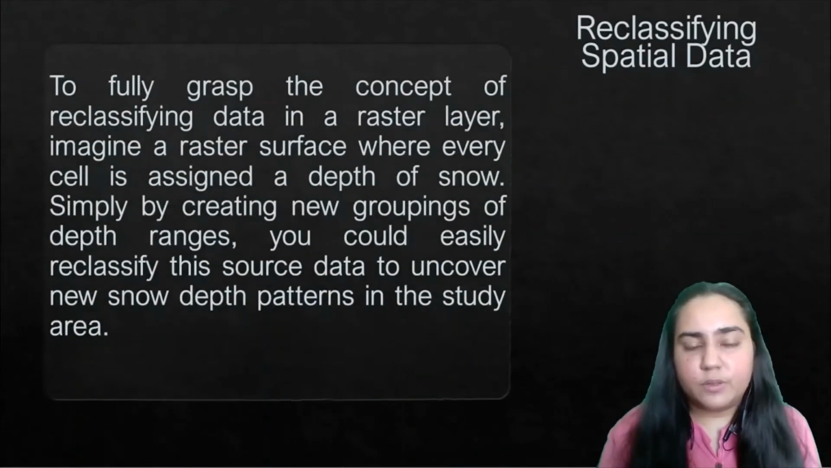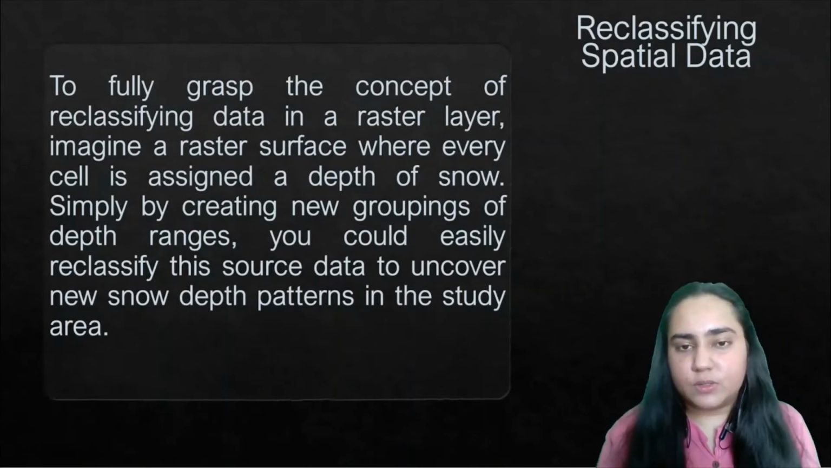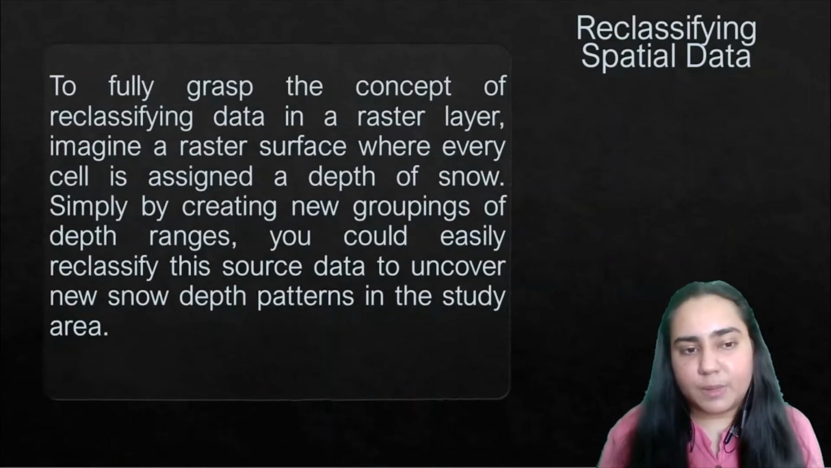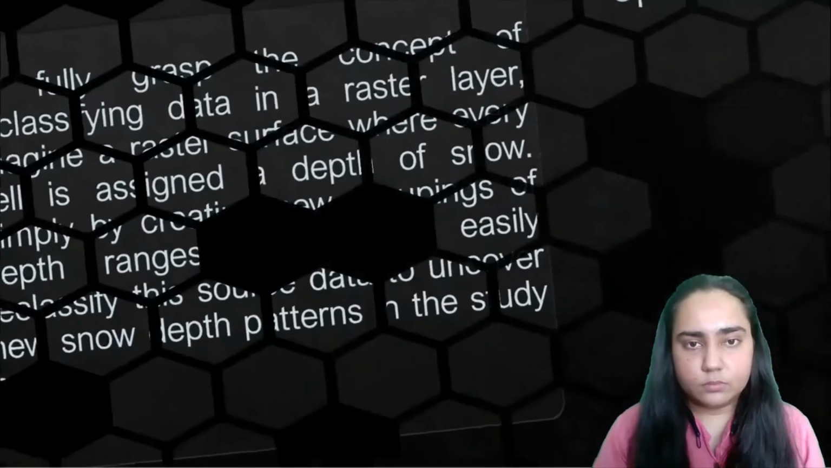To fully grasp the concept of reclassifying data in a raster layer, imagine a raster surface where every cell is assigned a depth of snow. Okay. Every cell shows how much snow is there in the area. Simply by creating new groupings of depth ranges, you could easily reclassify this source data to uncover new snow depth patterns in the study area.